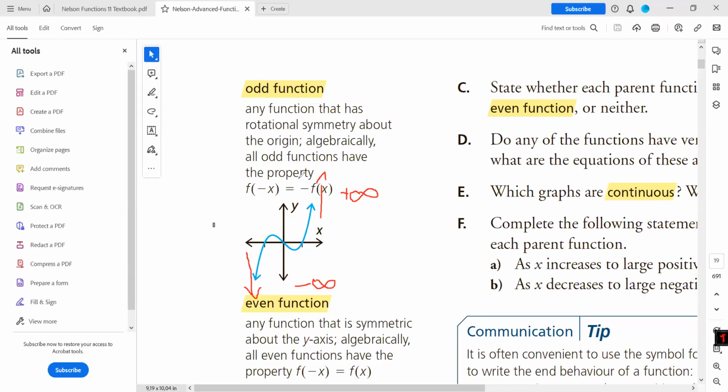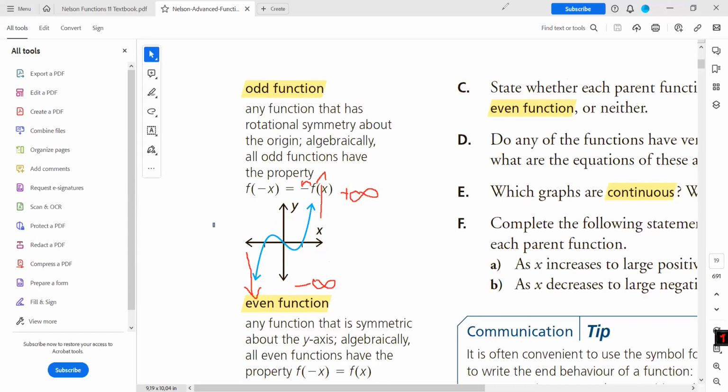Algebraically, all odd functions have the property that f of minus x equals minus f of x. So basically, if you apply minus to the independent variable, you can extract this minus outside of the function and solve it as a normal function, and you're still going to get the right answer. But what are we interested in?